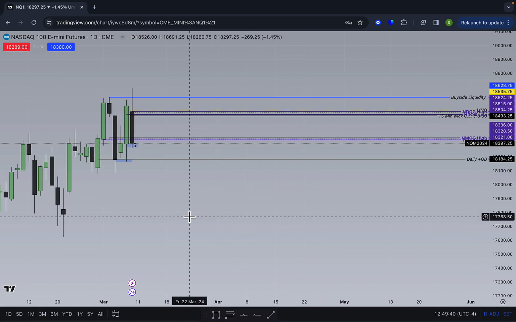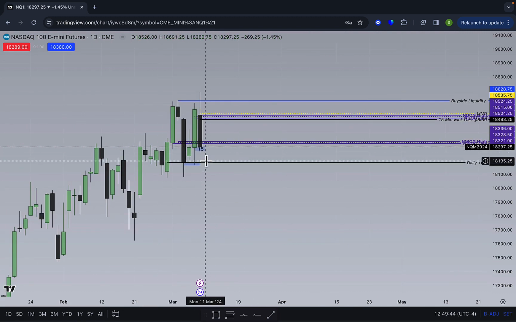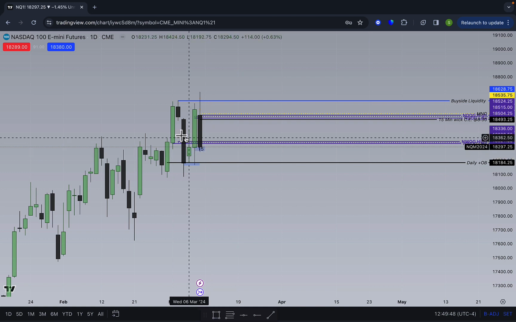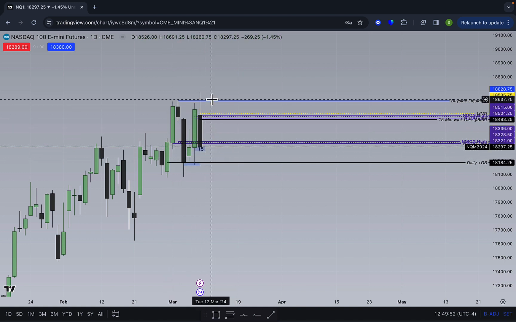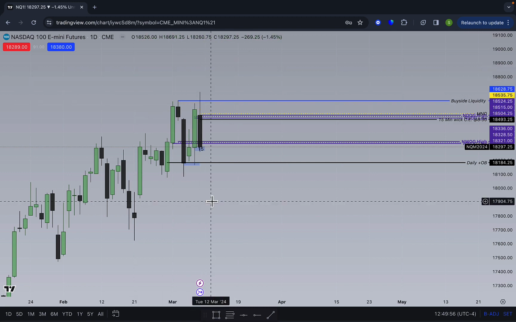And let's see what else is there. Obviously, if we do drop down into the consequent encroachment of that wick and we rally, then we just continue to see higher prices. With times like this, we don't know.